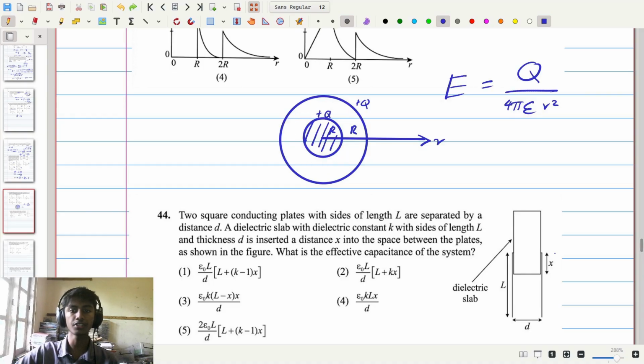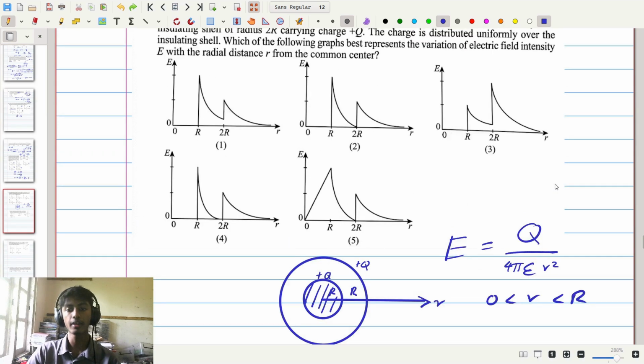Now, to analyze this, let's first consider r between 0 and capital R. For r between 0 and capital R, the Gaussian surface we create will be like this, on the inside of the solid conducting sphere. Since on the inside of the sphere we have 0 charge, the charge inside the Gaussian surface will also be equal to 0 for all radii r between 0 and capital R. Therefore, if Q is equal to 0, then the value of E must also be equal to 0.